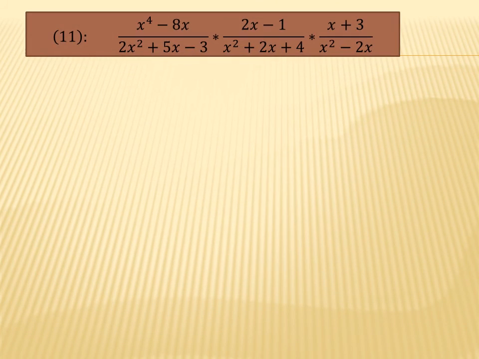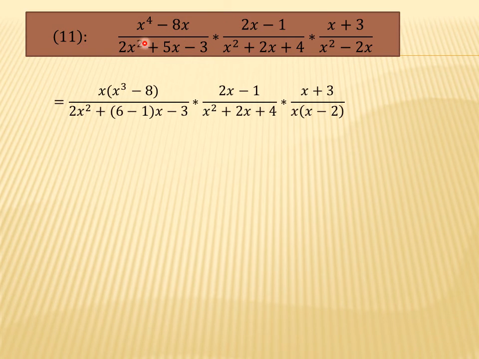Coming to part number 11, (x to the power 4 minus 8x) over (2x square plus 5x minus 3) multiply (2x minus 1) over (x square plus 2x plus 4) multiply (x plus 3) over (x square minus 2x). Here you can see we have x to the power 4 minus 8x. Whenever we are dealing with algebra, we first have to look for the common digits if there is any. So here we have the common digit x. First of all, we will take common. Out of x to the power 4, x cube remains, minus 8 only, because x is outside the bracket.